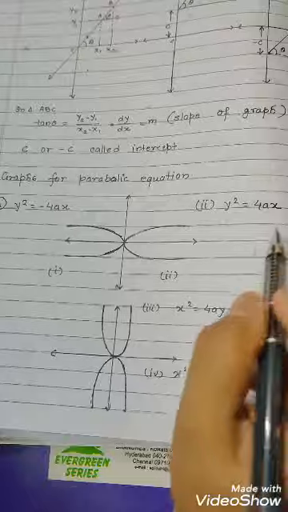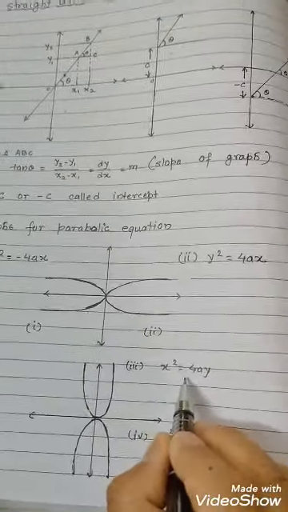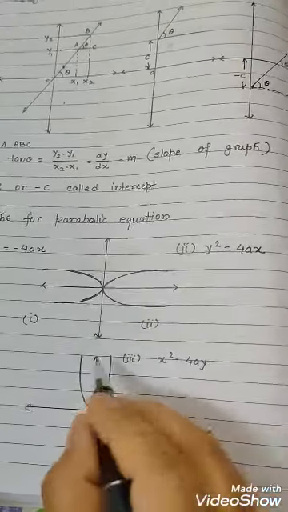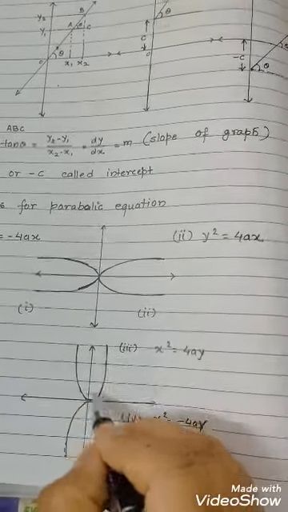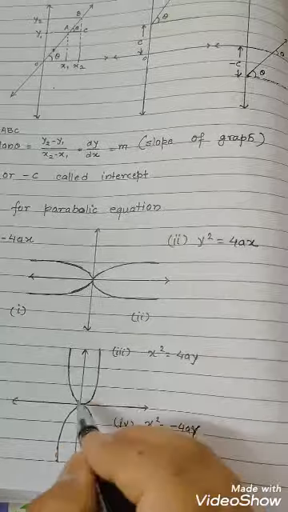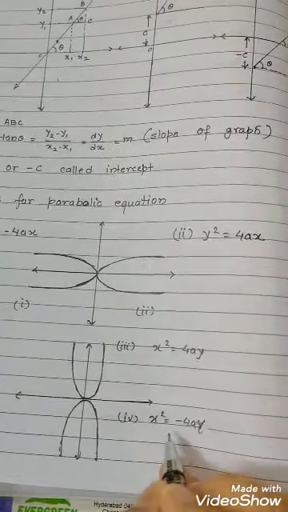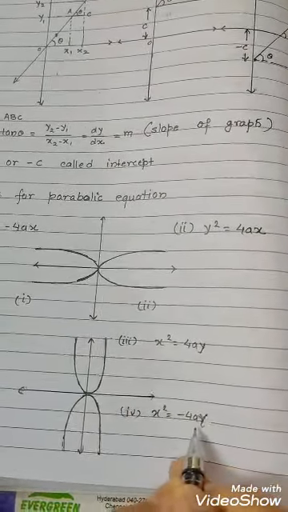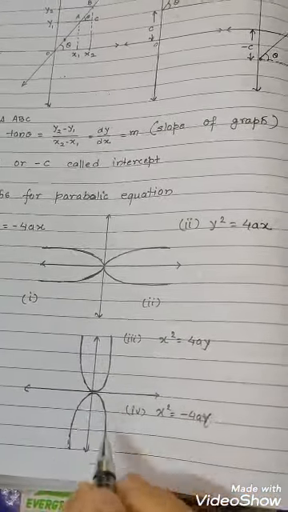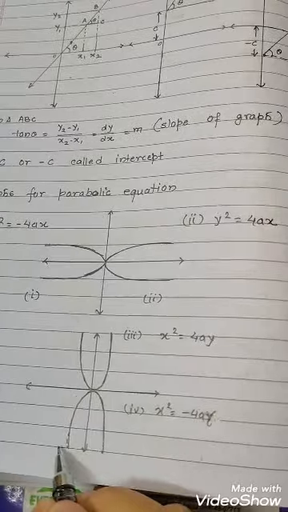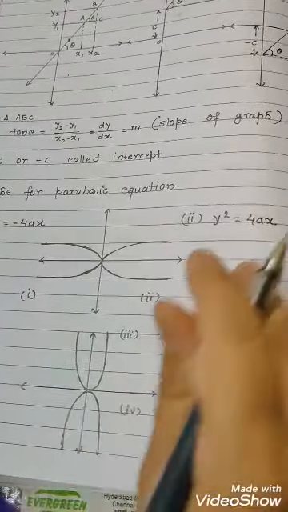Now the next parabolic graph is x square equal to 4ay, in which you can see on the positive y-axis the symmetry of this graph, and here x square equal to minus 4ay, in which in the negative y direction you will find the symmetry of the graph here. So these are the four parabolic graphs.